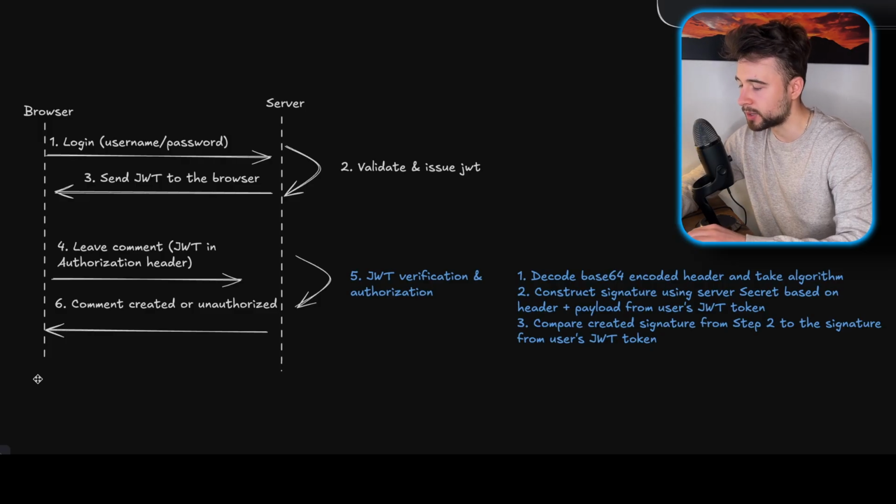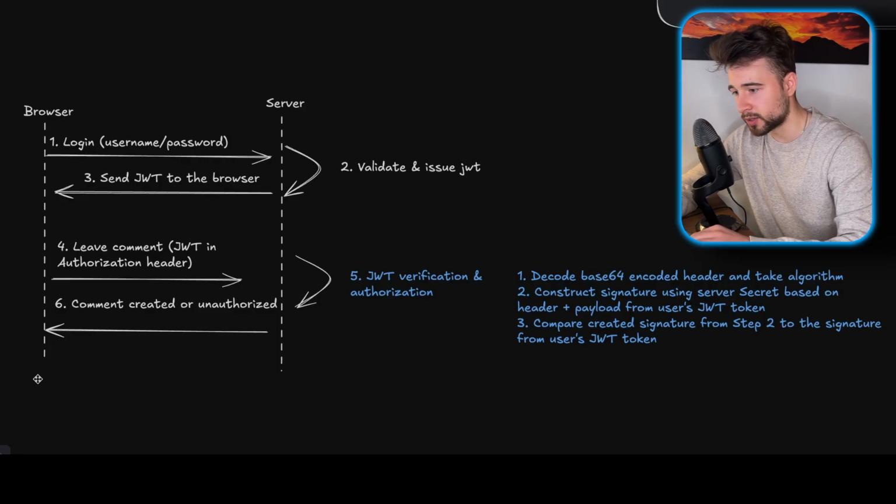As a next step, number 4, when we actually make a request to leave a comment, the browser would include the JWT in the authorization header or in cookies. And then in step number 5, the server would try to verify the JWT, and once it's verified, authorize whether this user is allowed to leave a comment. But let's look even closer at this verification process.